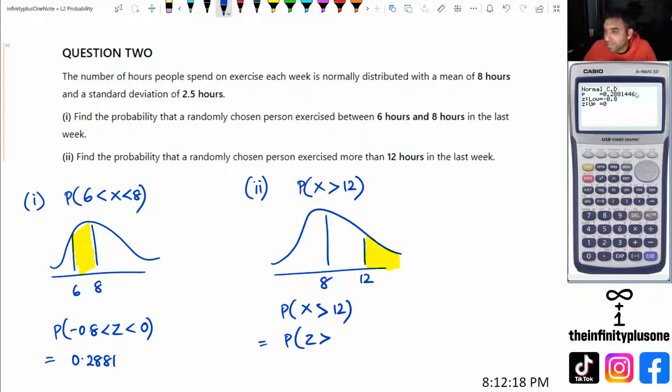So we're looking for the probability of x greater than 12, which is equal to the probability of z greater than, what am I going to do? I'm going to go 12 as my lower, and then my upper is going to be 1, I always do this. And I'm going to get, so the probability of z greater than 1.6 is going to equal 0.0548.